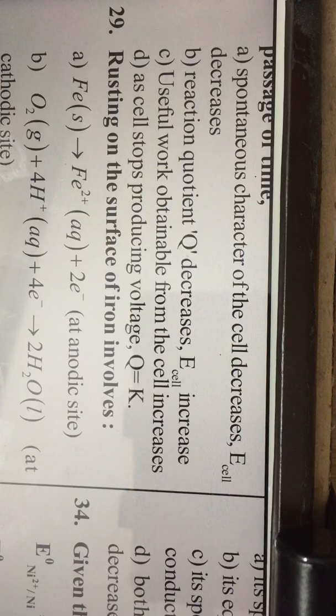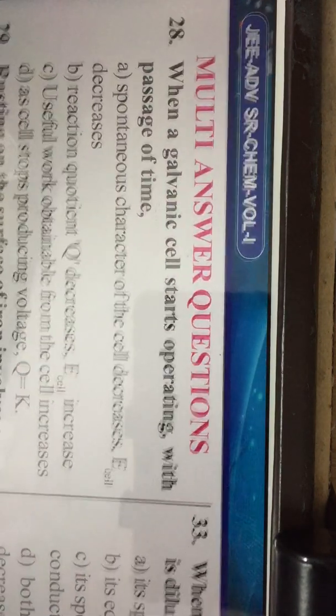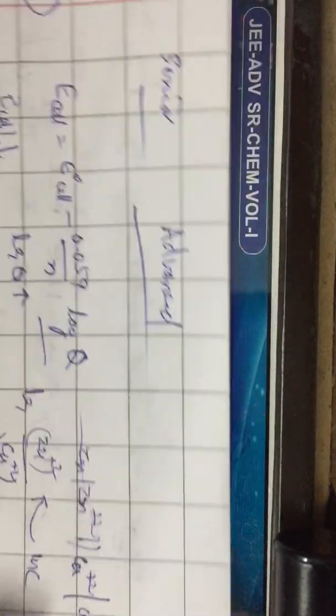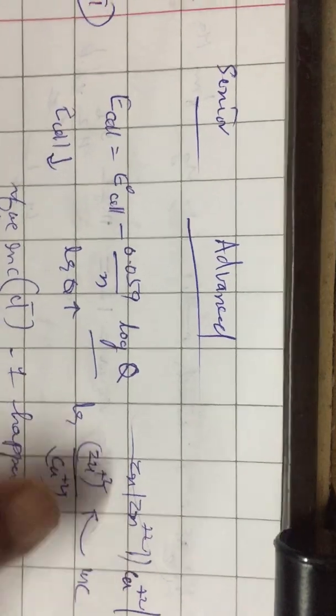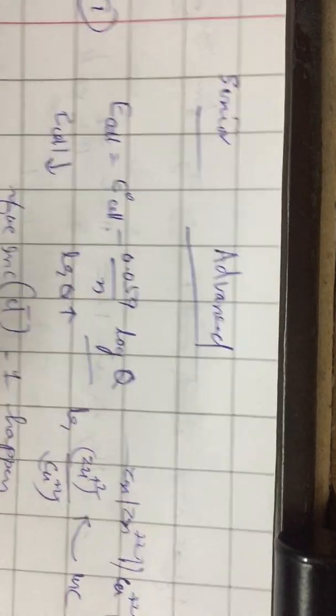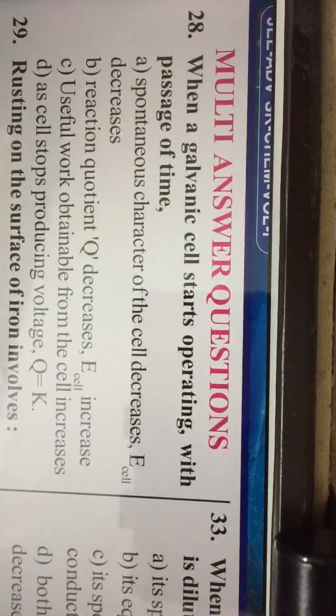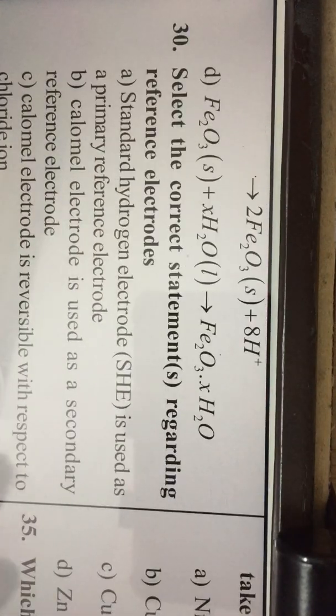When the cell is dead, obviously, the concentration of product ions and the concentration of reactant ions come into equilibrium and log Q will become log K. So, question number 28, the answer must be A and D. Let us look at some other question.